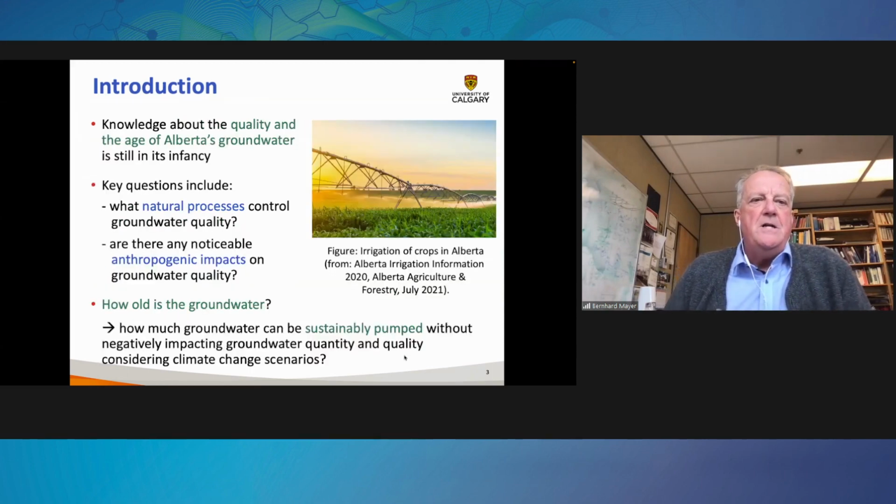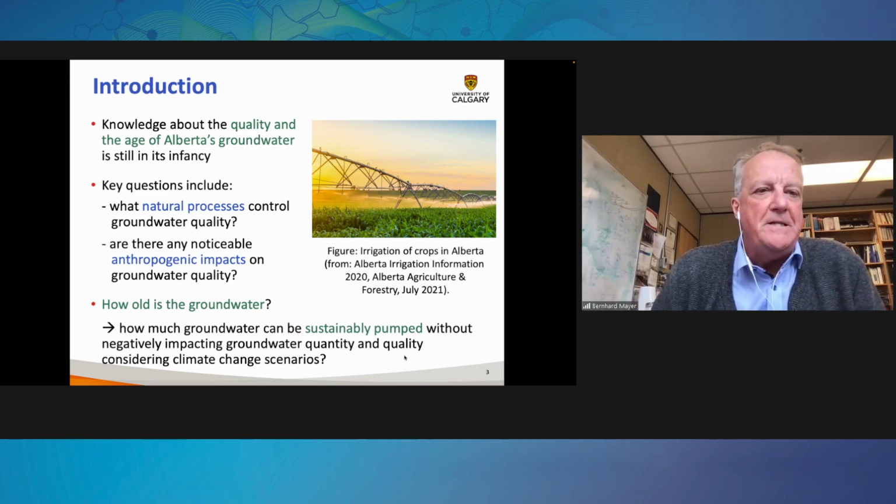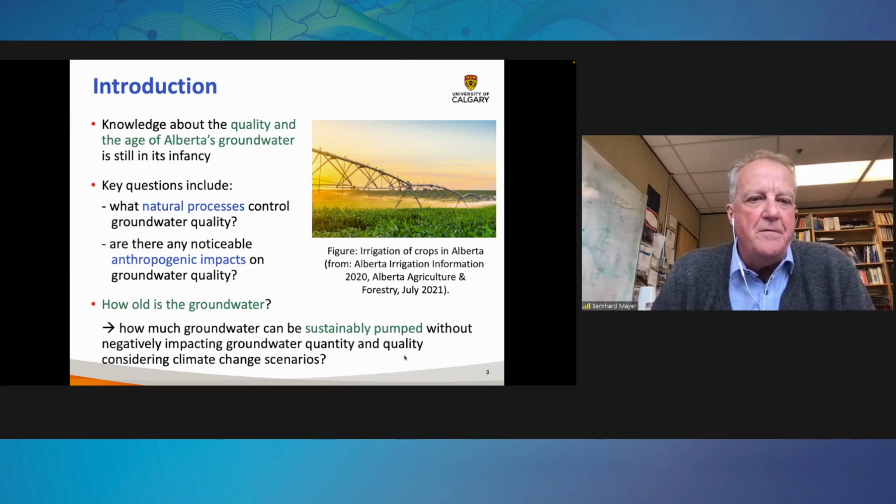Now, the knowledge about groundwater in Alberta, the age of groundwater and its quality, is still somewhat in its infancy. Key questions which need to be answered are: what natural processes control groundwater quality? Are there any noticeable anthropogenic impacts we can observe in the groundwater today? And most importantly, how old is the groundwater? Because the answer to that question will tell us how much groundwater can be sustainably pumped without negatively impacting groundwater quantity and groundwater quality, considering climate change scenarios.